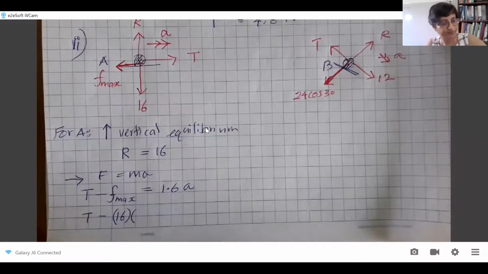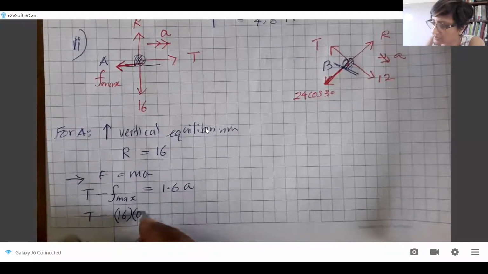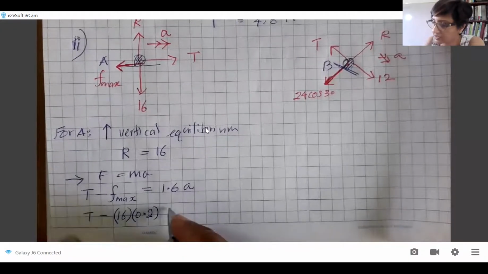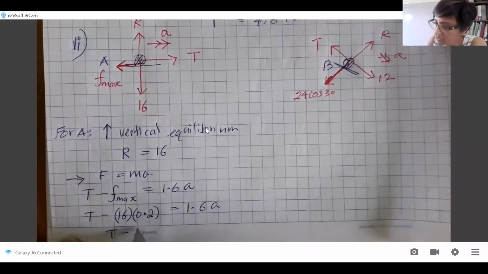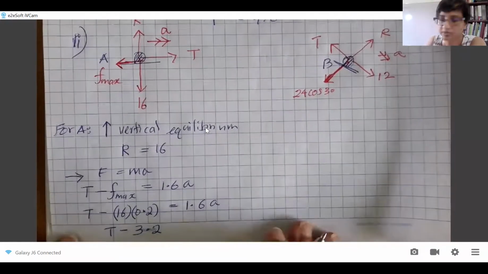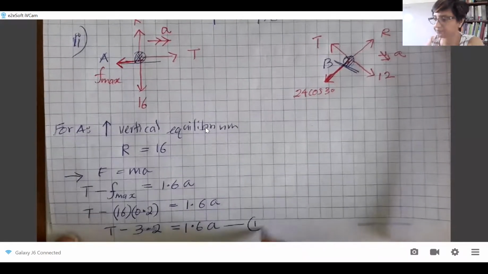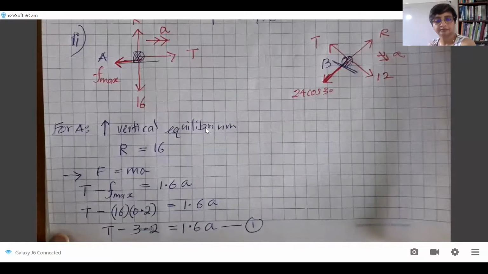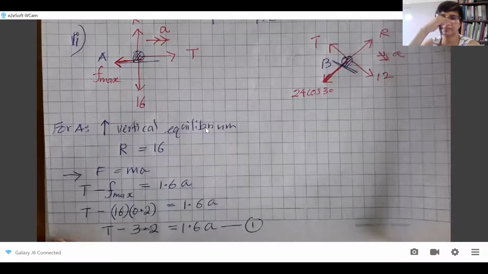What was mu? 0.2? Mu R equals 1.6a. That is T minus 3.2 is equal to 1.6a. Let me label it as 1. Okay. I have applied everything possible to particle A. Equilibrium I have considered, F equals ma I have considered.